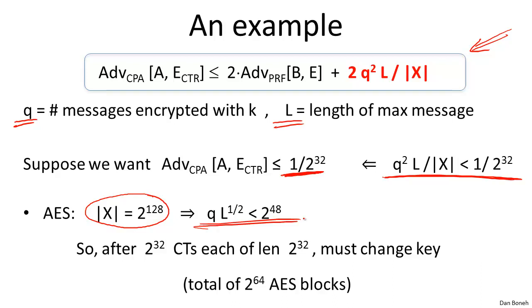This is basically the bound you get from plugging in 2 to the 128 into this bound here. As a result, you can see if you're encrypting messages that are each 2 to the 32 blocks, then after 2 to the 32 such messages, you have to replace your secret key, otherwise randomized counter mode is no longer CPA secure. So this means we could encrypt a total of 2 to the 64 AES blocks using a single secret key. Remember, for CBC, the corresponding value was 2 to the 48 blocks. So because counter mode has a better security parameterization, we can use the same key to encrypt more blocks with counter mode than we could with CBC.